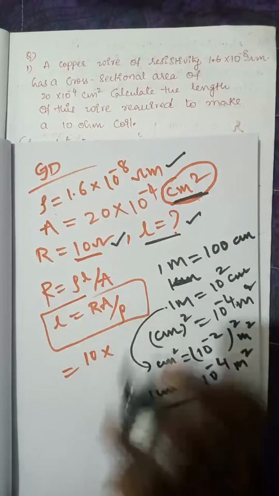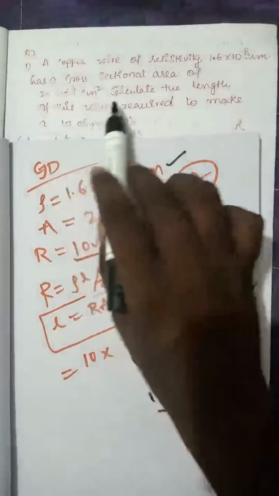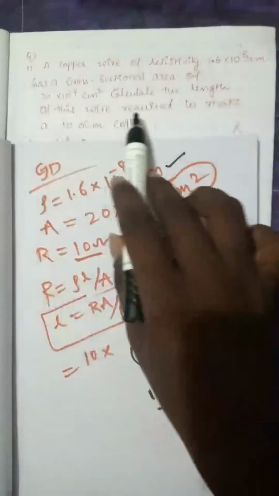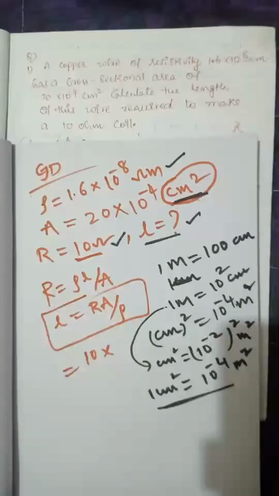Now length equal to, see, finally they're asking: calculate the length of this wire required to make a 10 ohm resistance coil. So try to solve it. How much will you get? Try to solve it, anyone? How much will you get the answer? Yes, sir, student.